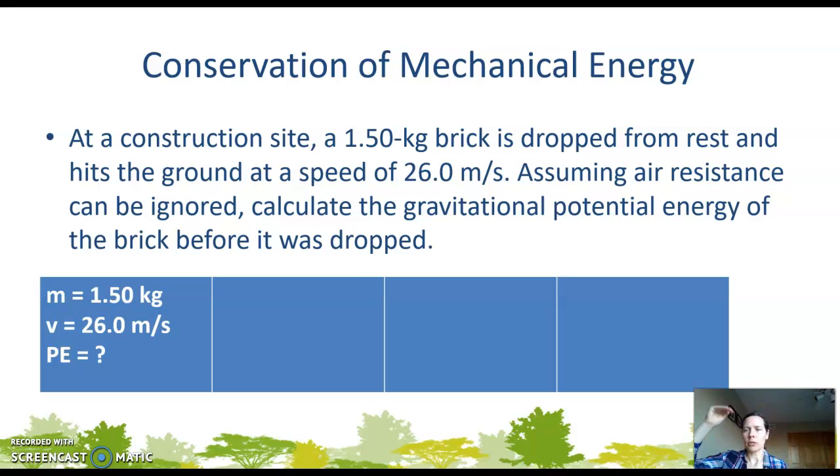So we started with the brick up high, and it started with potential energy, and then as it fell, that potential energy turned into kinetic energy as it sped up. So if we find the kinetic energy, we will actually have the potential energy, because the kinetic energy right before it hits the ground is equal to the potential energy at the top of the hill. That's how we use conservation of energy. So even though the question is asking for PE, we're going to find the KE.